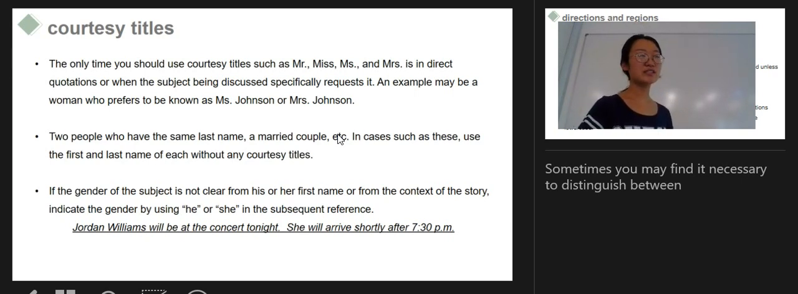Courtesy titles. The only time you should use courtesy titles such as Miss, Mr., Mrs. is in direct quotations or when the subject being discussed specifically requested it. An example may be a woman who prefers to be known as Miss Johnson or Mrs. Johnson. Sometimes you may find it necessary to distinguish between two people who have the same last name, such as a married couple. In cases like this, use the first and last name of each without any courtesy titles. And if the gender of the subject is not clear from his or her first name or from the context of the story, indicate the gender by using he or she in the subsequent reference.